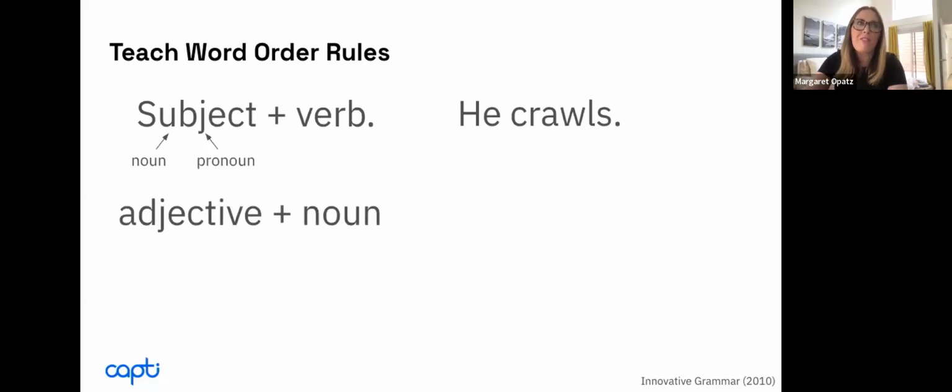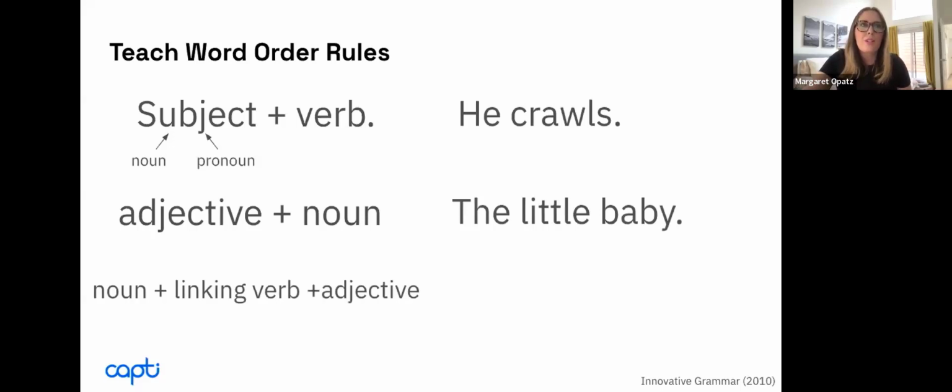You could also have adjectives plus a noun. So adjectives come before a noun. In other languages, adjectives come after a noun, but in English, students have to know that adjectives come before the noun. So it would be like "the little baby," little being the adjective and baby being the noun.